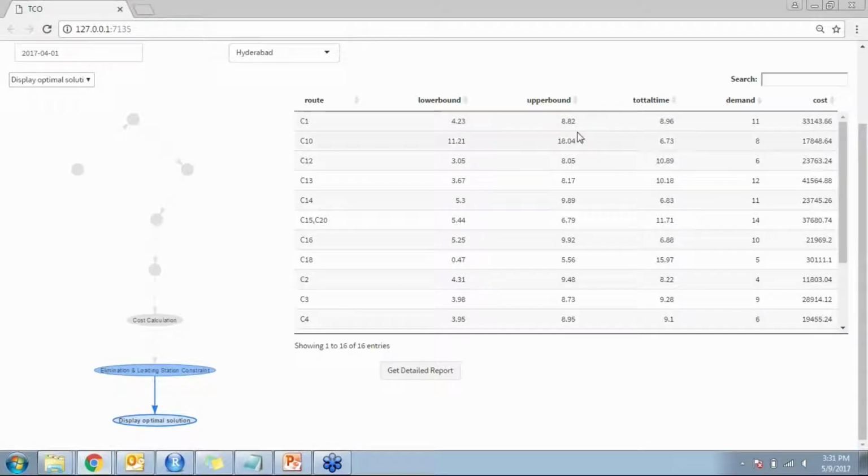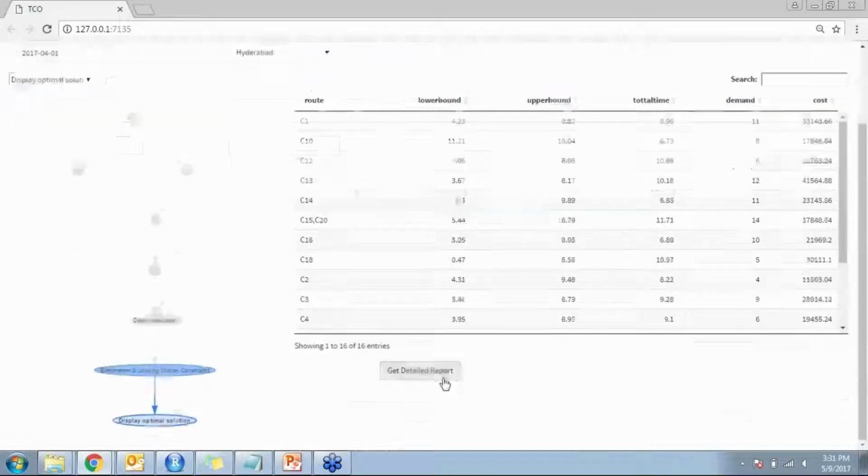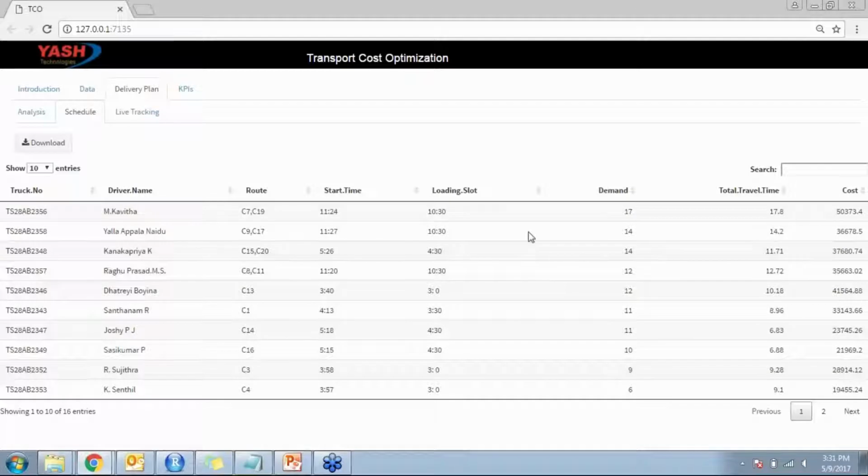At what particular boundary range or the time range that we have, that the particular load should start occurring in a particular truck. So that is what is being shown over here. Once this is done, we move to the detailed report of it, which is basically the final schedule that you have. This is the final output a user gets in terms of managing his deliveries in a particular day.